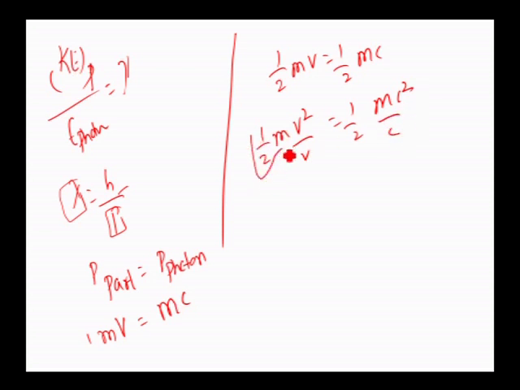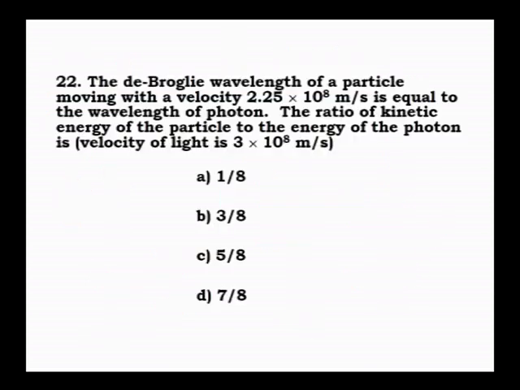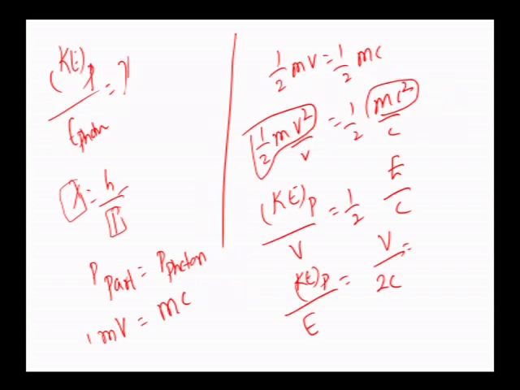But you know that half mv square is nothing but the kinetic energy of the particle, divided by the velocity, equal to what? mc square is nothing but energy, divided by c. Correct. You need the ratio of kinetic energy of the particle to energy of the photon, so on cross multiplying it will be v divided by 2 times c. v is given, the value of v is 2.25 into 10 power 8.